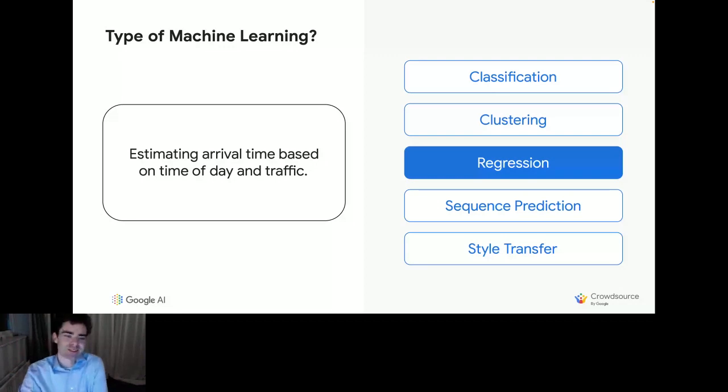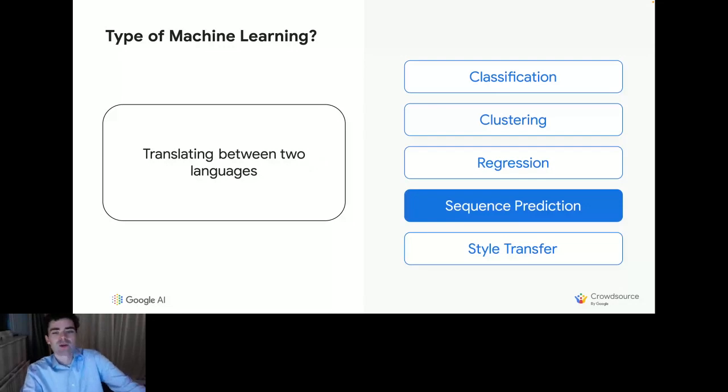Estimating arrival time based on time of day and traffic is regression, apparently. Is that what you would have guessed? Oh yeah, because then you can just do it on an x, y axis. Okay, so the simplest form would have been regression. Yeah, you're right, it's regression. These last two are just giving us the answers. Helpfully, they know we're fatigued by this stage.